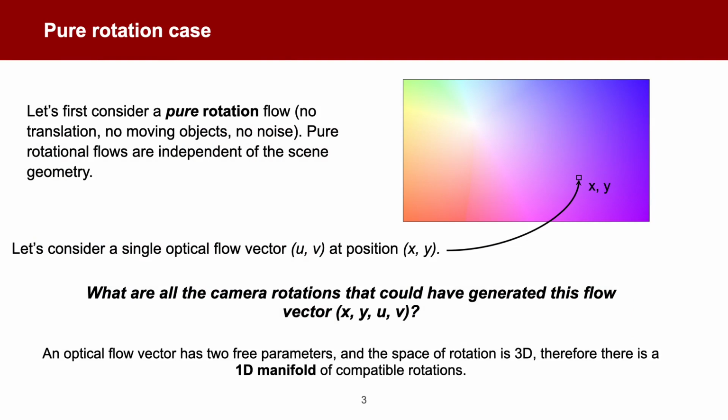Let's take a single optical flow vector u, v, at location x, y. We want to find the set of all camera rotations that could have generated this flow vector. An optical flow vector has two free parameters, and the space of rotations is 3D. Therefore, there is a 1D manifold of compatible rotations.